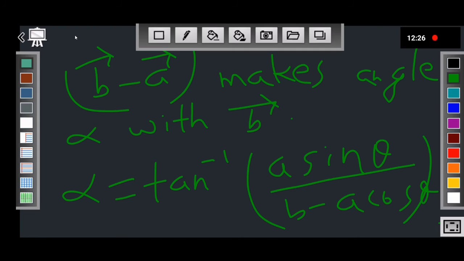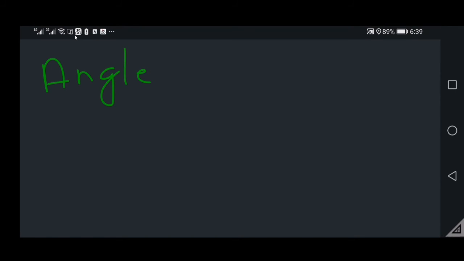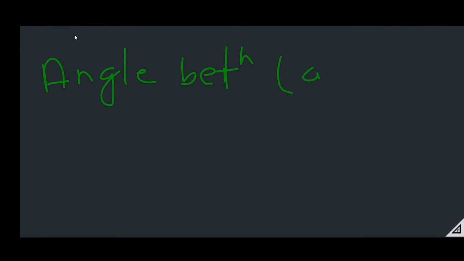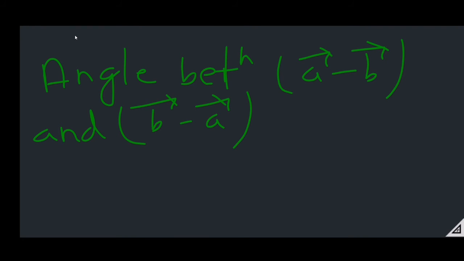And you have to know this fact: the angle between a vector minus b vector and b vector minus a vector is always exactly 180 degrees. This you can understand from the figure.